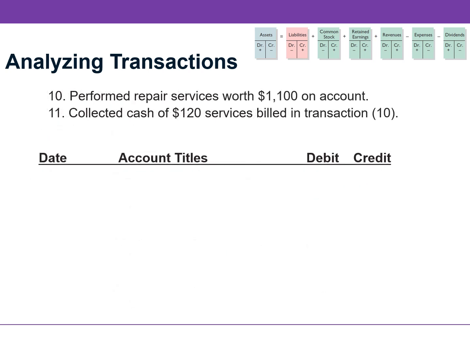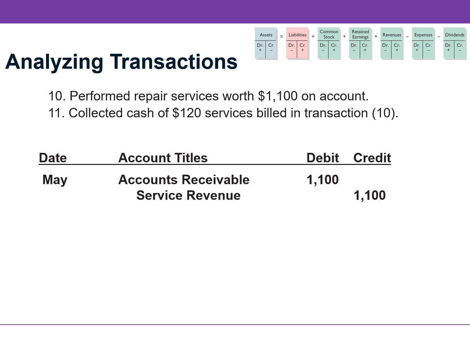Again, please consider pausing this video and identifying the debits and credits for the next 2 transactions. For transaction number 10, we identified that both accounts receivable and revenue were increasing. Assets increase with debits, and revenue increases with credits. So we would debit accounts receivable and credit service revenue for $1,100.